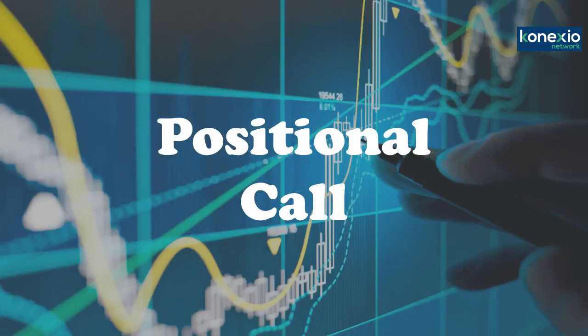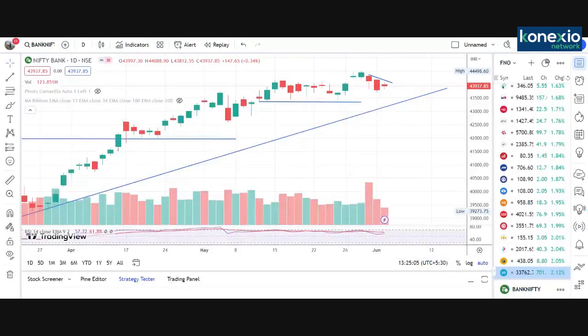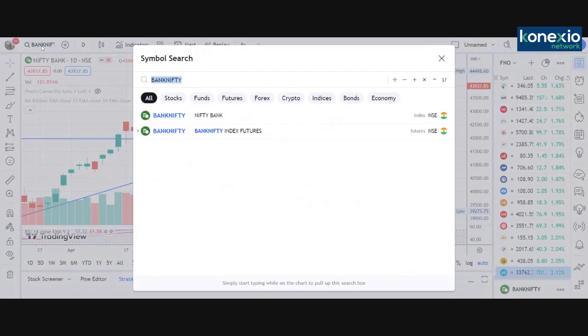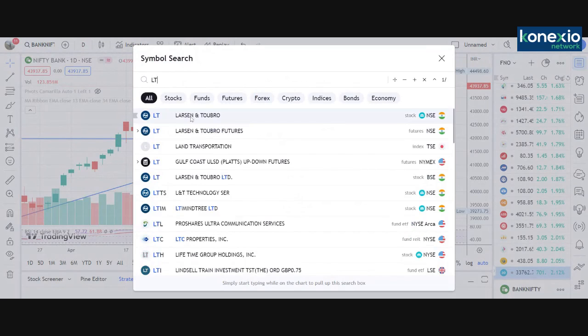So, friends, now let us come to the final segment of our show, which is the positional call. In the positional call, I have identified one stock from the capital goods sector. The name of the stock is Larsen and Toubro. Let us check out the chart of L&T.